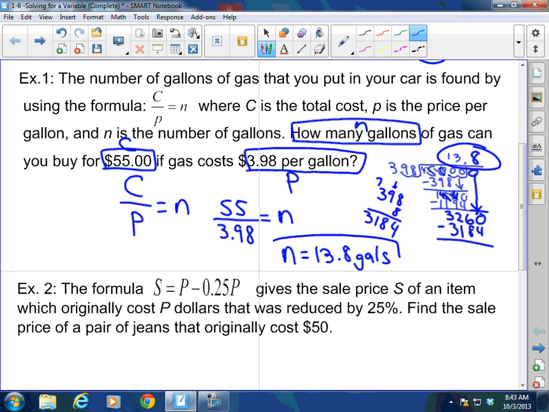Please remember that when you're dealing with formulas, you must label your answers. You have to tell the reader what it is you just found. If you just put 13.8, what does that mean? $13.8? 13.8 balloons? 13.8 cars? No, you have to tell me. In this case, it's 13.8 gallons. So identify what you're doing and plug in.